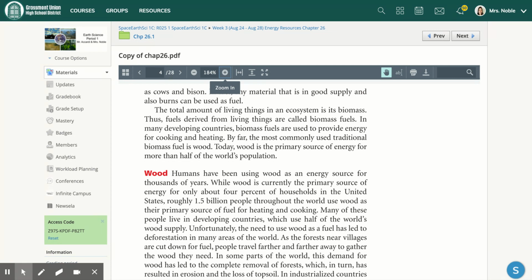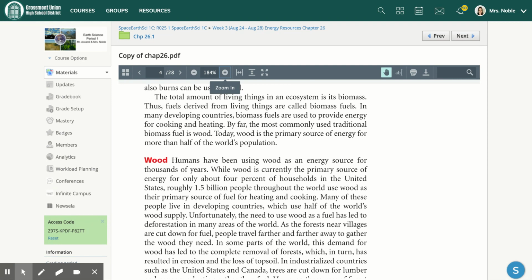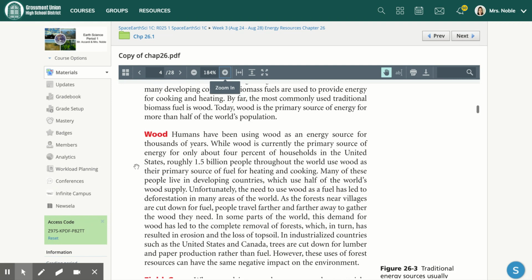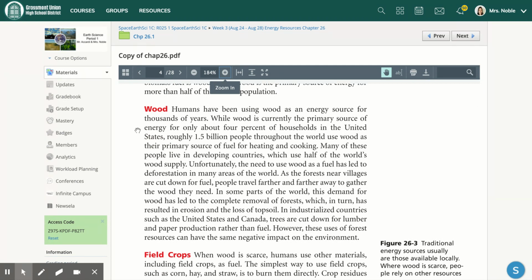In many developing countries, biomass fuels are used to provide energy for cooking and heating. By far, the most commonly used traditional biomass fuel is wood. Today, wood is the primary source of energy for more than half of the world's population. Wood. Humans have been using wood as an energy source for thousands of years, while wood is currently the primary source of energy for only about 4% of households in the United States.